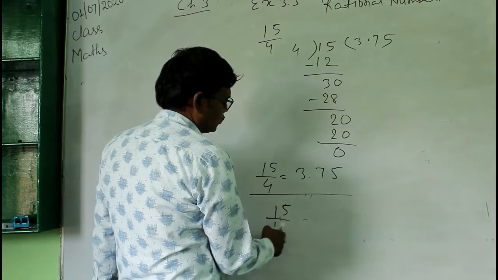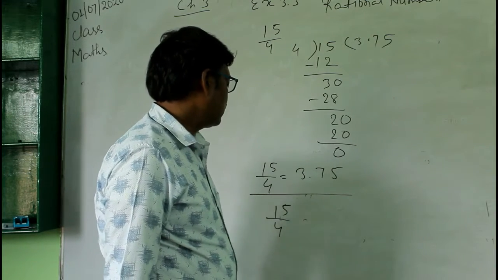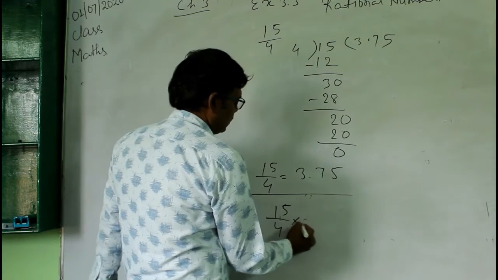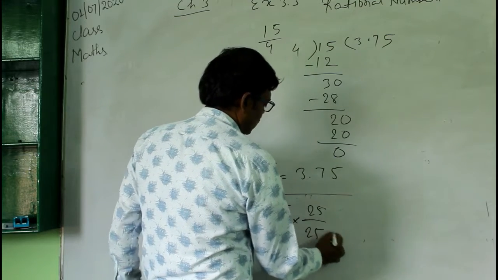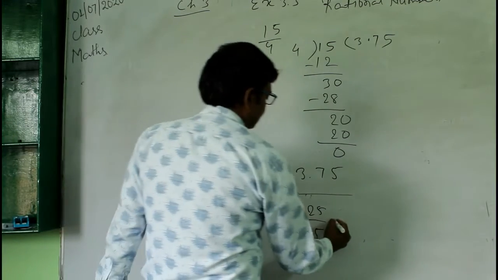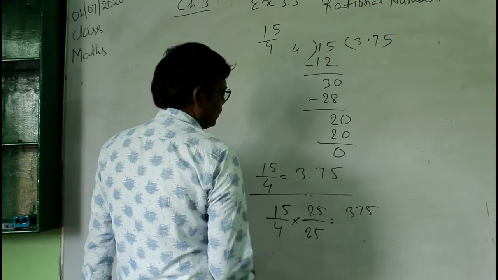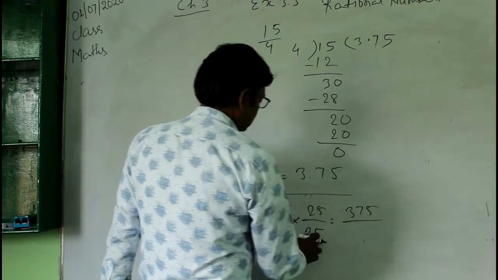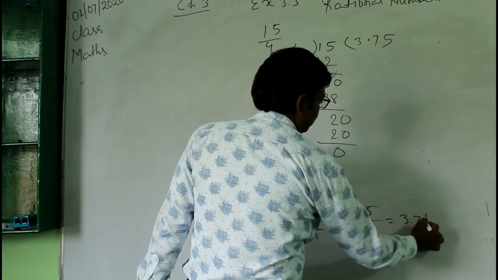So here, see, it is 4. When you multiply 25 by 4, it will be 100. So multiply the numerator with 25, and the denominator also with 25. When you multiply, the numerator will be 375, and the denominator 4 into 25 equals 100. So now it will be 3.75.